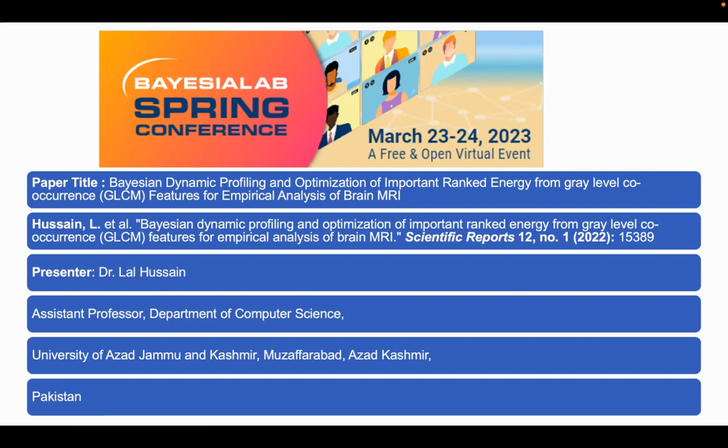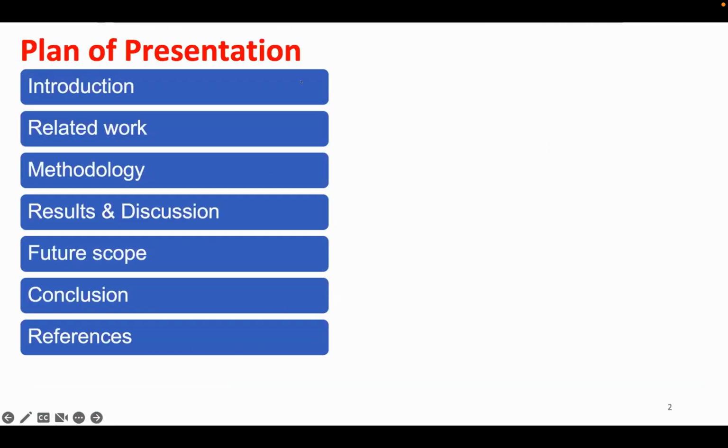The talk title is Bayesian dynamic profiling in optimization of importance strength energy from gray level co-occurrence matrix features for empirical analysis of brain MRI. This paper was recently published in Scientific Reports in 2022. The plan of my presentation is the introduction, related works, methodology, results and discussions, future scope, conclusion, and references.